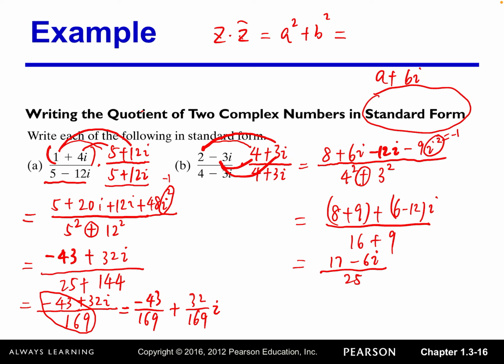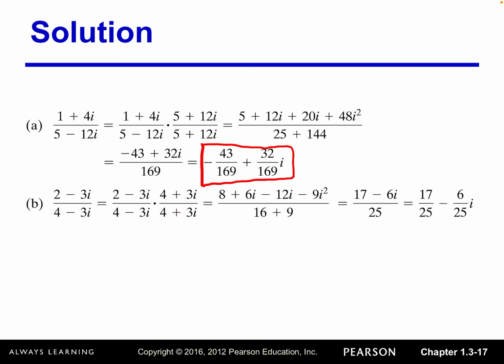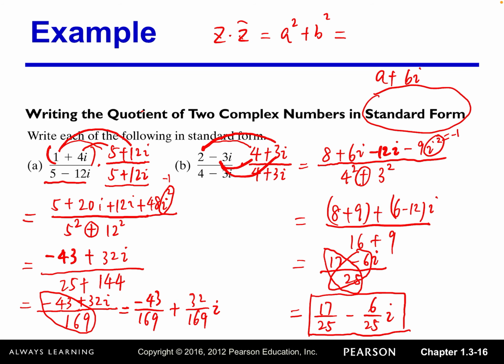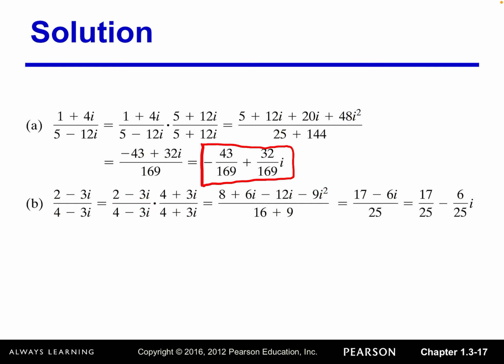Denominator is 25. Are we done yet? No. We have to isolate. This is the real part, and this is the imaginary part. So that's 17 over 25 minus 6 over 25 i. This is called standard form, a plus bi, the standard form of a complex number. Is that right? 17 over 25, right, minus 6 over 25. That's correct.